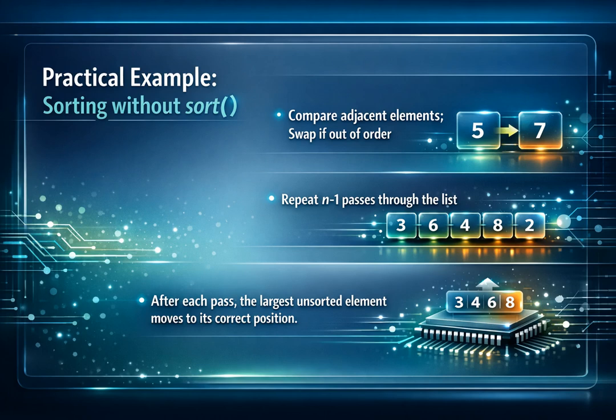Bubble sort is a simple sorting algorithm. It repeatedly compares adjacent elements and swaps them if they are in the wrong order. After each complete pass through the list, the largest unsorted element has moved to its correct final position. The process repeats until no more swaps are needed.